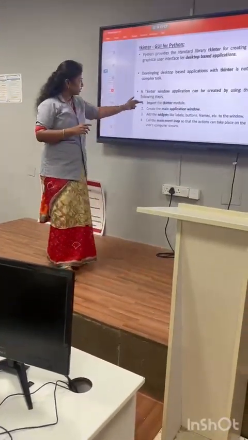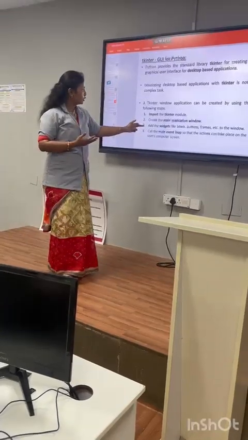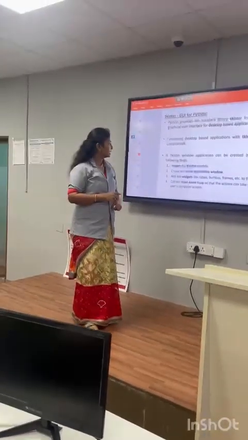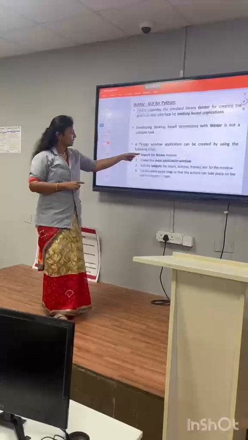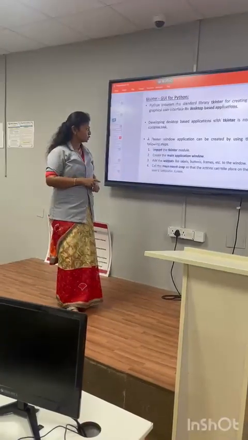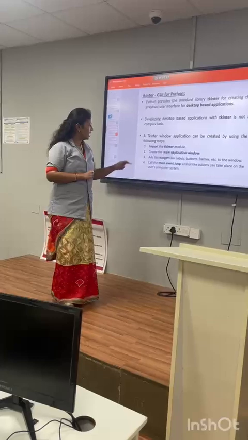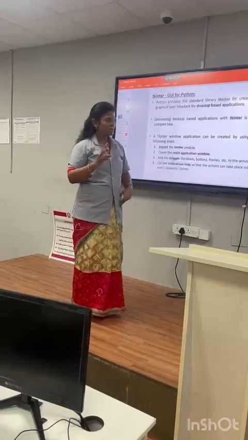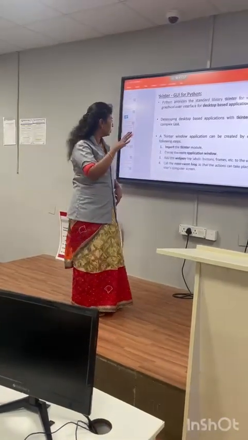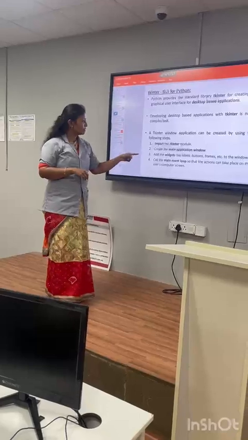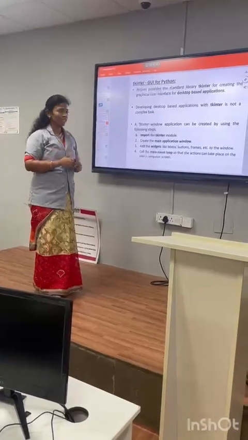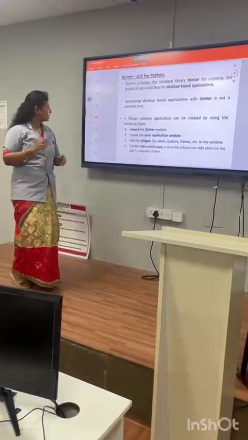For that, the following steps have to be followed for a Tkinter window application. The first step is to import the Tkinter module. The second step is to create the main application window. The third step is to add the widgets like labels, buttons, frames, etc. to the window. The fourth step is to call the main event loop so that the action can take place on the user's computer screen.